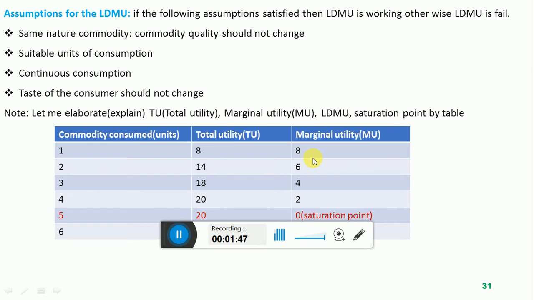Why? What is the reason? The reason is this, that when the consumer consumes the same nature commodity continuously in suitable units, the commodity will become less attractive to the consumer. The consumer will be fed up with this commodity. That is why every next unit will provide less utility.